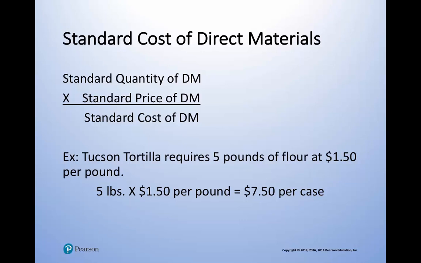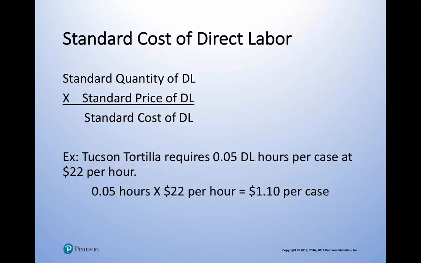I would suggest that on your scrap paper, you write down direct materials, direct labor, and manufacturing overhead on the left side, and then have two columns, quantity and price. So for materials, our quantity is 5 pounds and our price is $1.50 per pound. Next line, we have our direct labor. Again, our standard quantity: each one of our cases takes 0.05 direct labor hours.